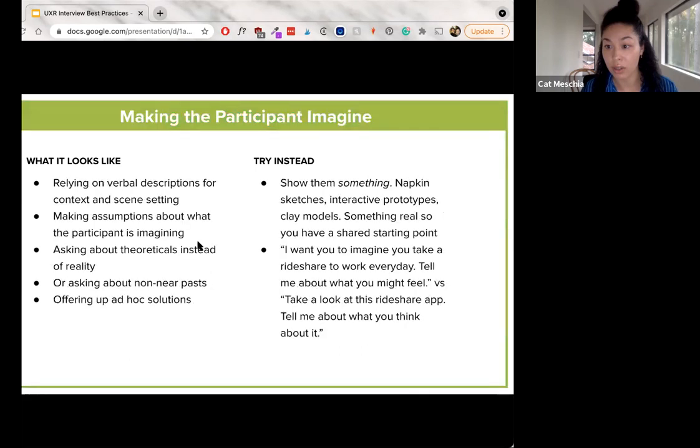I think we're on number 4. So this next one is making the participant imagine. What it looks like is relying on verbal descriptions for context and scene setting. It's making assumptions about what the participant is imagining.